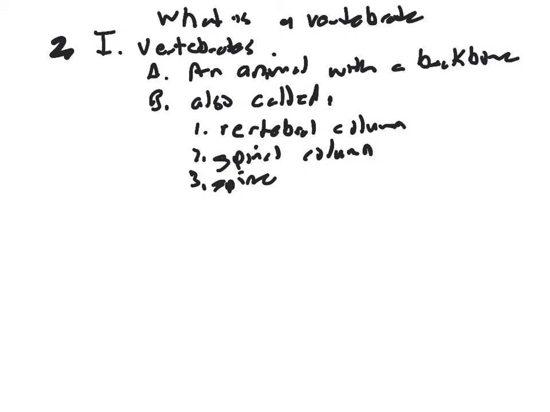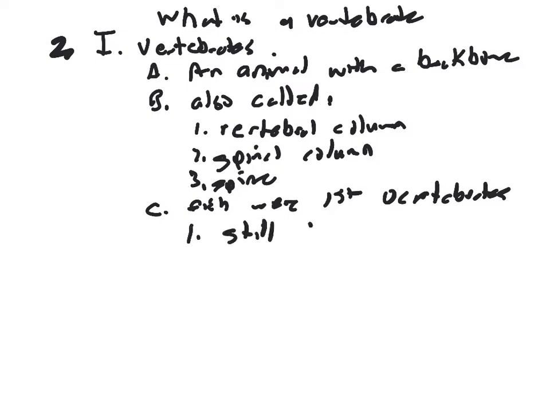Fishes were the first vertebrates to appear. They still thrive today in Earth's waters. So I'd put letter C, fish were first vertebrates. And it says that they still thrive today in Earth's water. We know that.